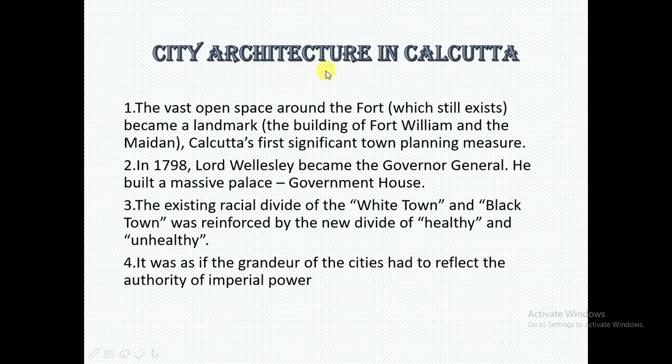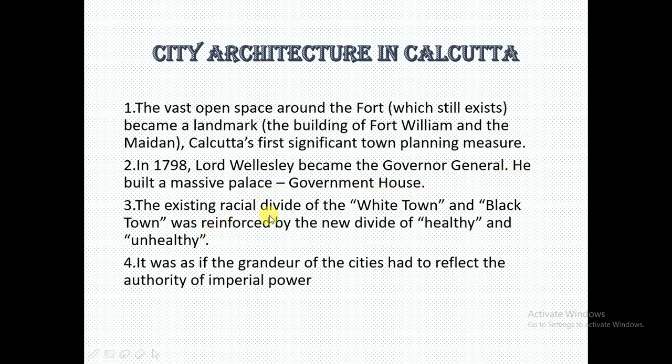So, the city architecture in Calcutta. Next is the development of Calcutta, right? The vast open space around the fort became the landmark, and Fort William and the Maidan was the first significant town planning measure of Calcutta. In 1798 Lord Wellesley became the Governor General and built massive palaces and government houses, right?